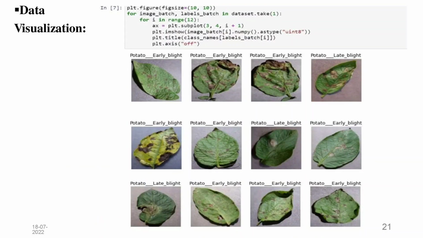This is the data visualization, as you can see, because I have already told that potato leaves are having two diseases, early blight and late blight. So we have shown that here potato is having early blight, late blight and a healthy one. So this is basically the data visualization.